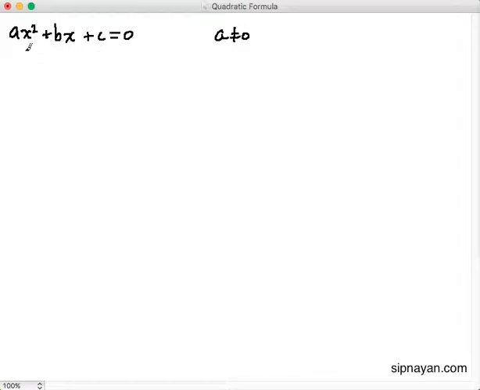Ang gagawin natin is, sabi natin sa completing the square, dapat yung coefficient ng x squared ay dapat 1. So, para maging 1, divide natin yung equation na to by a, di ba? Para matanggal yung a dito. So, magiging x squared plus bx over a, no? Tandaan nyo, hindi tayo makakapag-completing the square pag hindi siya 1. So, dapat gawin natin siyang 1. So, plus c over a is equal to 0.